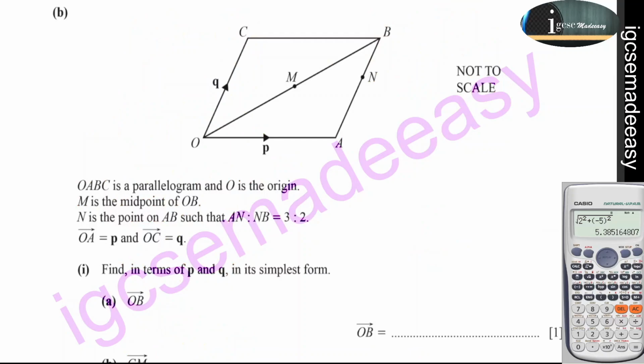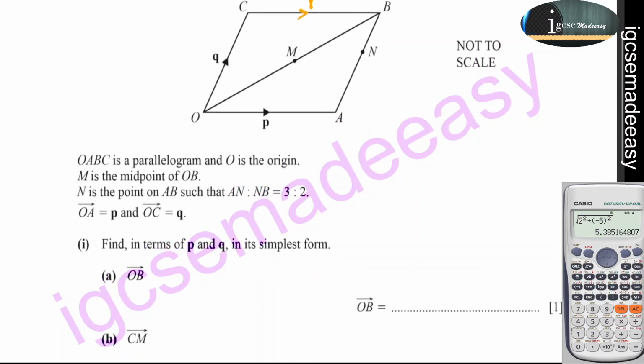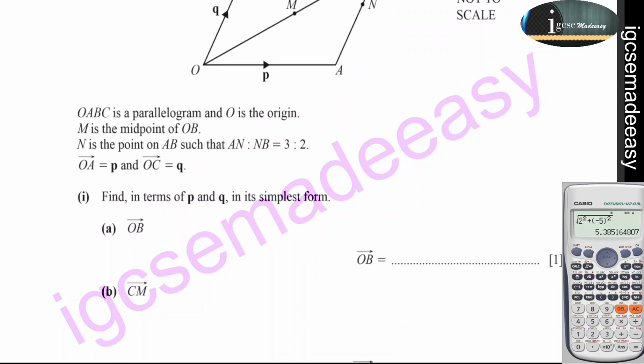Part B, OABC is a parallelogram, and this is a vector question. We have to find the value in terms of P and Q, and we have to find OB, O to B. Because it's a parallelogram, this will also be equal to P, since parallel sides are also equal. So this will be P. So OB will be equal to OC plus CB, so Q plus P. So OB is equal to Q plus P, we can write.